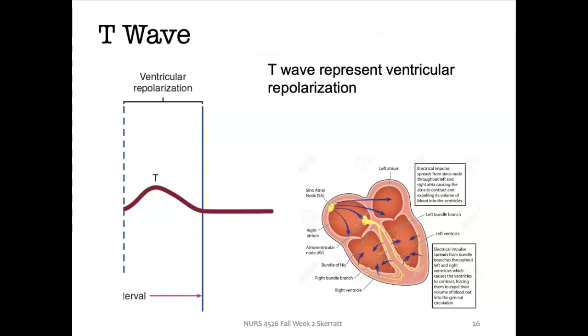The T wave represents ventricular repolarization. And so again, repolarization is the resting state or the relaxation of the ventricles before the next P wave happens again, and the whole cycle repeats itself.